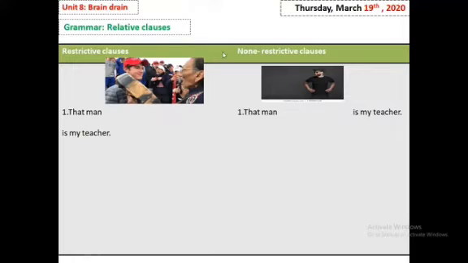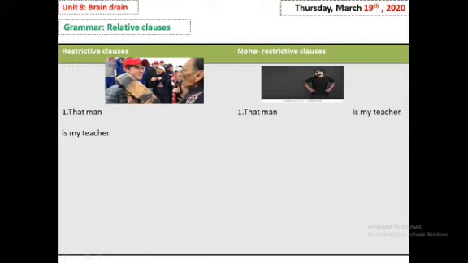Then we have two categories of relative clauses: non-restrictive clauses and restrictive clauses. If we start with this example, that man is my teacher. Imagine that you are with your friend in the street and you see your teacher going alone, and then you say to your friend, oh, look, that man is my teacher. All your friends are going to look at that person. There is only one person, so everybody knows which person you are speaking about.